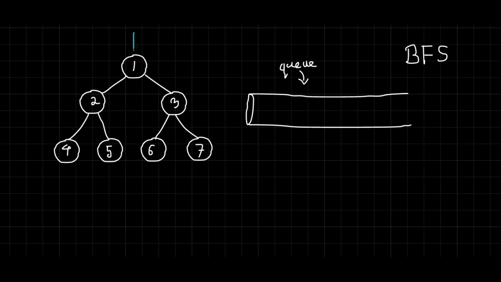Now let's start the BFS from the root node 1. So 1 will be inserted into the queue. This is the first level, and it has two children, 2 and 3. So both of them will be inserted into the queue. Now we have to remove 1. Is 1 the last element of its level? Yes, it is. So 1 will be connected to null, or the next pointer is connected to null.